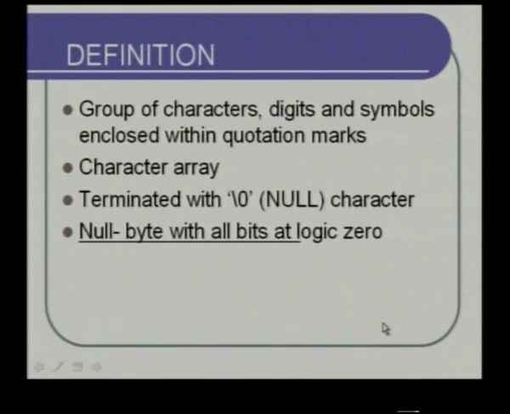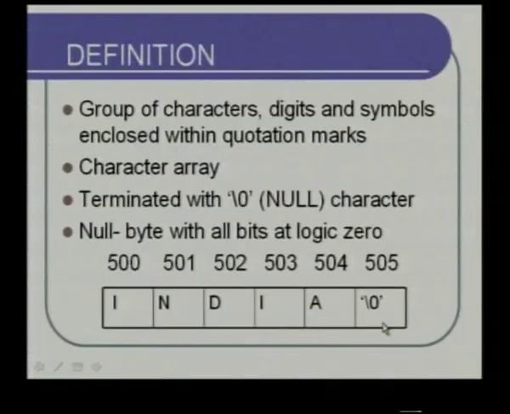So, what is this null? A null is nothing but a byte, that is, it has 8 bits. When all the bits are set to logic 0, that is called the null value. That means it has no value or meaning. It is simply there to depict that there is nothing in it. So, this represents the end of a string. So, this is how a string is mapped in memory.